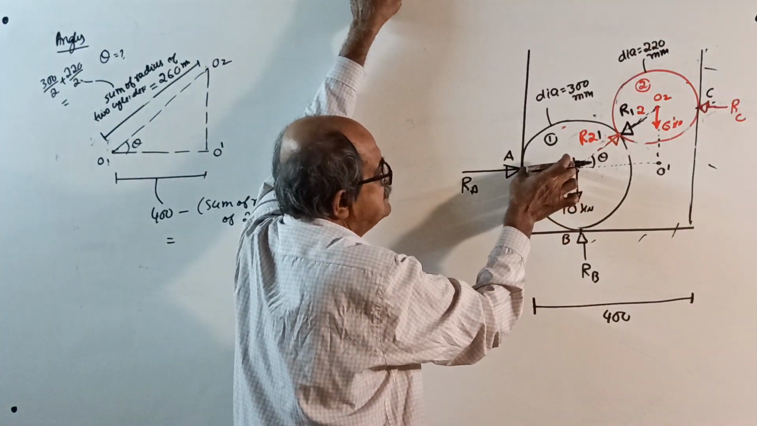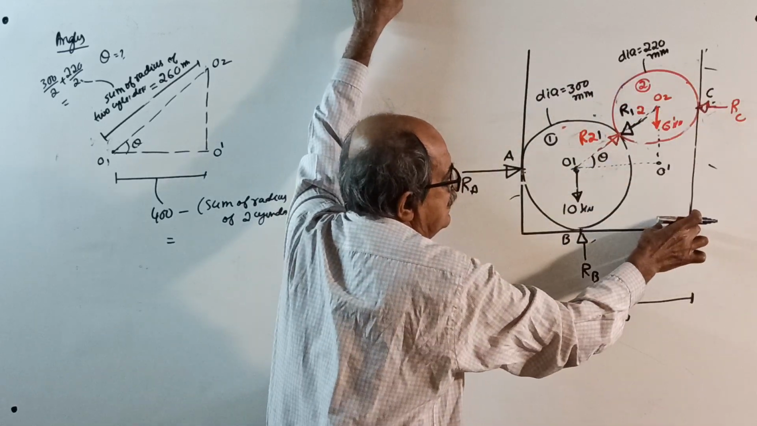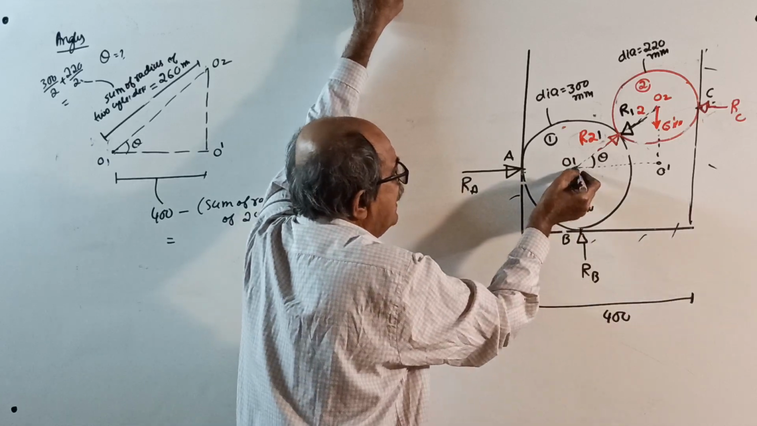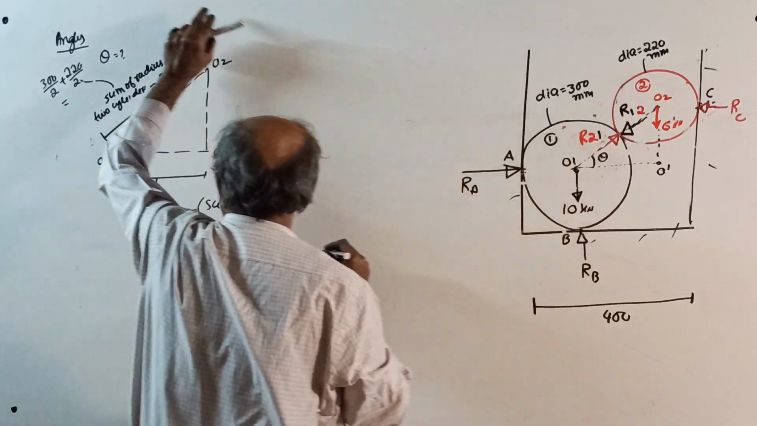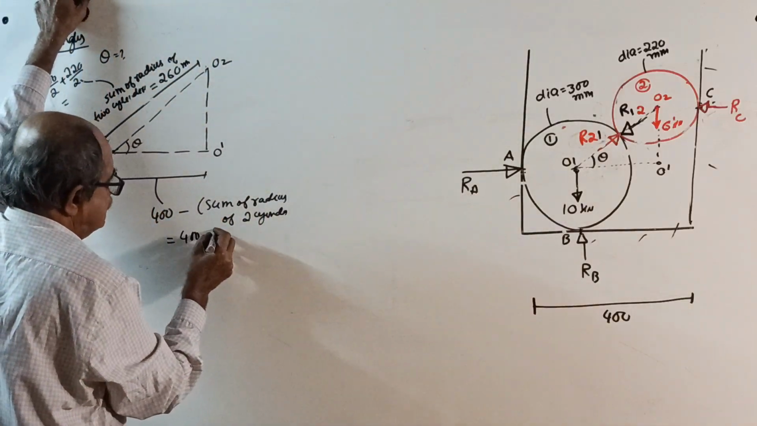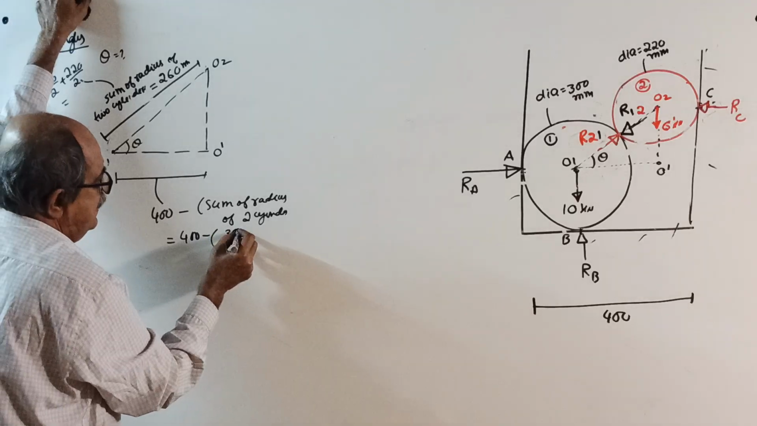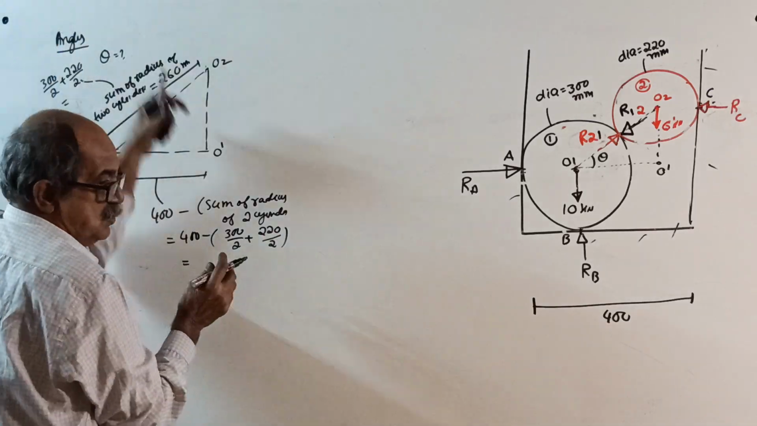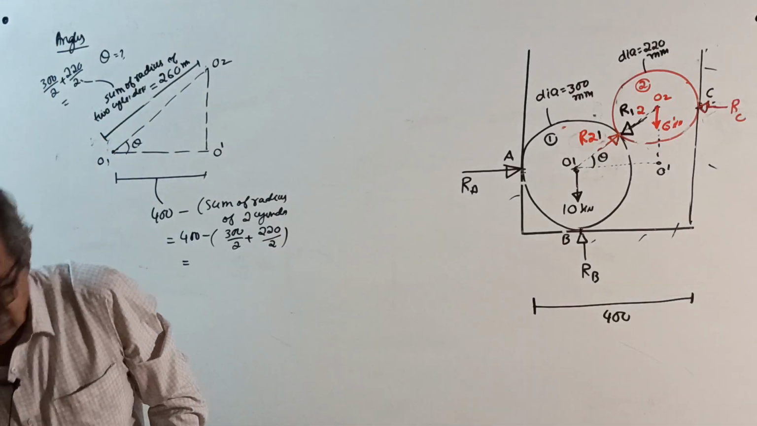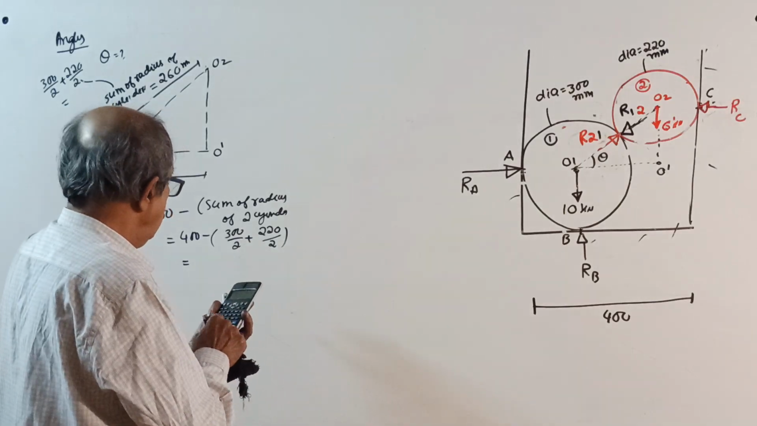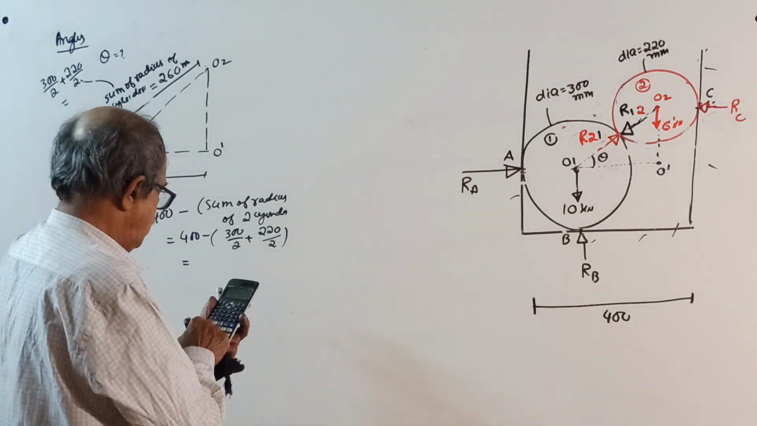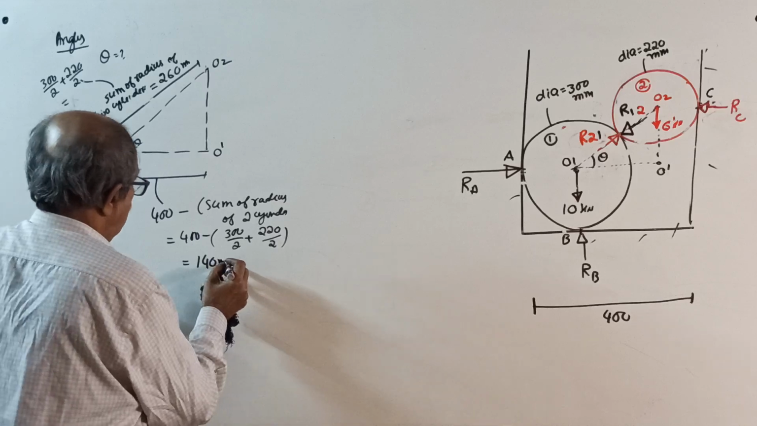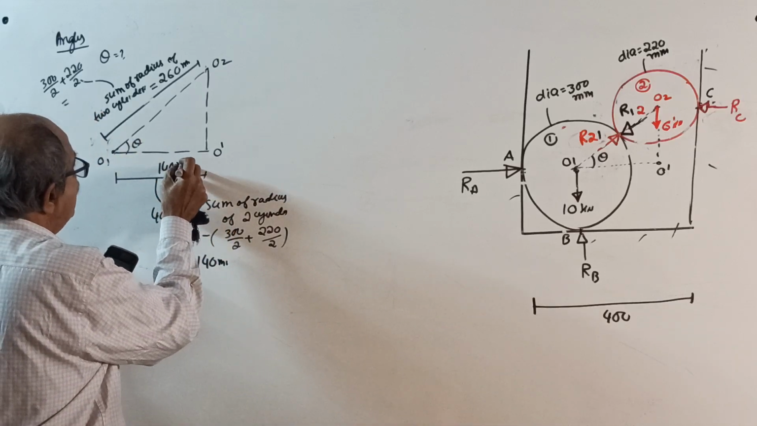This is radius, this also radius. See, the radius of that cylinder, the radius of this cylinder. So from 400 subtract this radius, subtract that radius. Together they are 300 by 2 and 220 by 2. Equal to 400 minus 150 minus 110, which is 140 millimeter. So you got 140 millimeter.